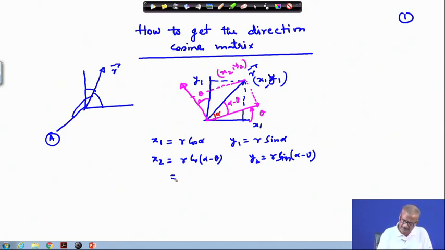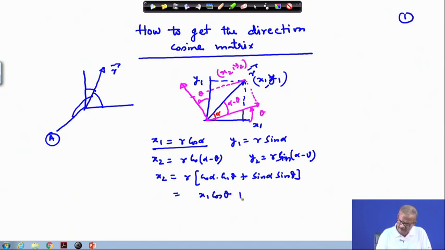Okay, expand this. So, if we expand it, this will be r cos alpha times cos theta plus sin alpha times sin theta. So, this is your x 2, and r cos alpha, obviously, is x 1. So, we write x 1 cos theta plus r sin alpha, which is y 1, so y 1 sin theta. So, this is your x 2.